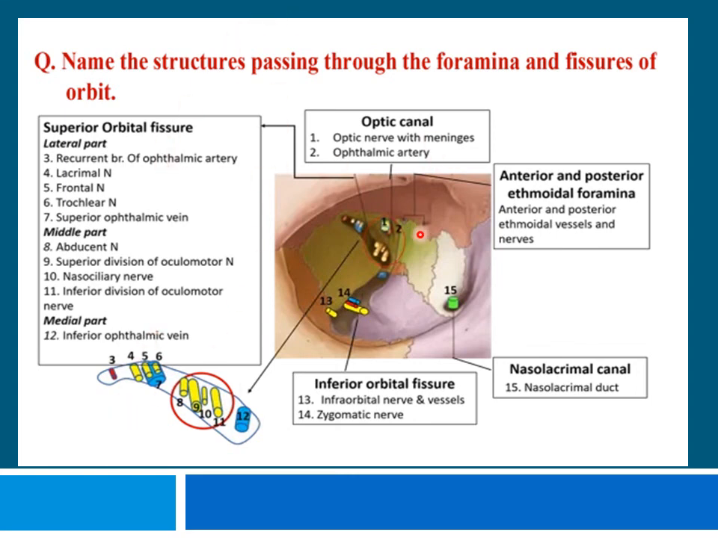Then we have the optic canal, which transmits the optic nerve with its meninges, and the ophthalmic artery. Then we have the anterior and posterior ethmoidal foramina, which transmit the anterior and posterior ethmoidal vessels and nerves. Then we have the nasolacrimal canal, which gives passage to the nasolacrimal duct. Then we have the inferior orbital fissure, which gives passage to the infraorbital vessels and nerves and the zygomatic nerve.